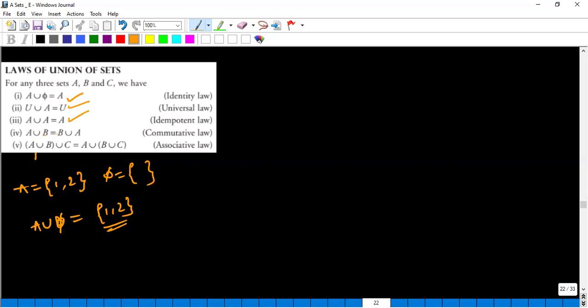A union B and B union A, they are equal, they follow the commutative law. A union B union C is equal to A union B union C. Yes. They have given a name for that. Identity, universal, idempotent, commutative, associative. Remember this? Idempotent. A union A is A.